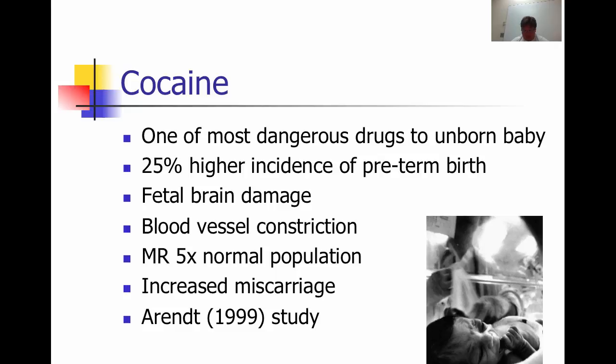The most devastating effect of cocaine use is fetal brain damage. This damage is believed to be the result of blood vessel constriction causing oxygen deprivation to the brain. And this probably explains why cocaine-exposed babies exhibit mental retardation at a rate of nearly 5 times greater than the general population.